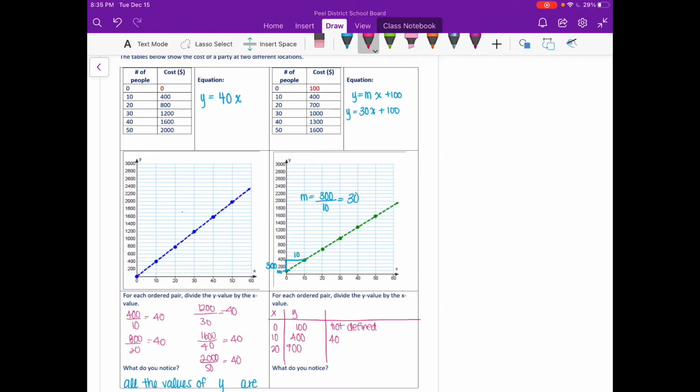700 divided by 20, 35. 30 and 1000, so 1000 divided by 30. 33. Sorry guys, 33.33. I'm going to make another chart over here just to continue.